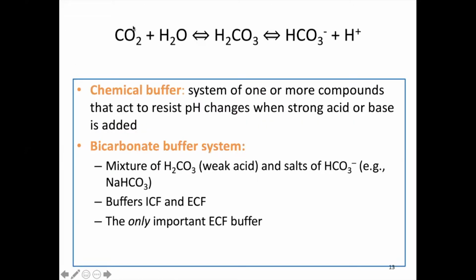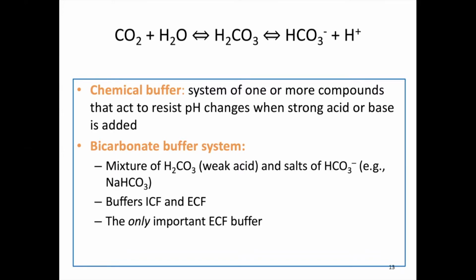Good. So if you remember correctly, whenever carbon dioxide is available in the system and there's water around, it will turn into carbonic acid, which is a very unstable molecule, which will then, through carbonic anhydrase, break apart into bicarbonate and hydrogen ions. So we have this chemical buffer system, and we are trying to resist these changes in pH whenever a strong acid or base is added to the system.